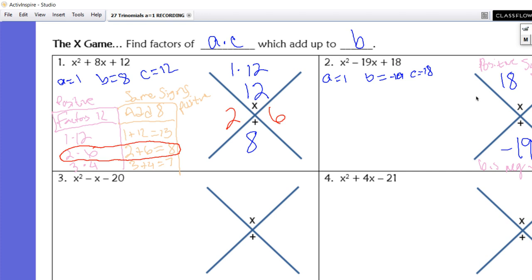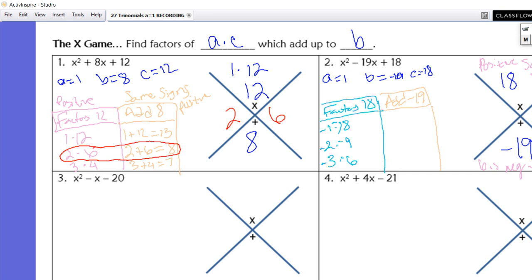Okay, so we've done a little bit of our thinking, and now let's think a little bit more. So I'm going to be thinking factors of 18. So ways to multiply to 18 are 1 times 18, 2 times 9, and 3 times 6. Because of the thinking that we've already done, we know that both of these should be negative. So I've got negative 1 and negative 18, negative 2, negative 9, negative 6, negative 3. And now I need to think about by adding up. So I need to add to negative 19.